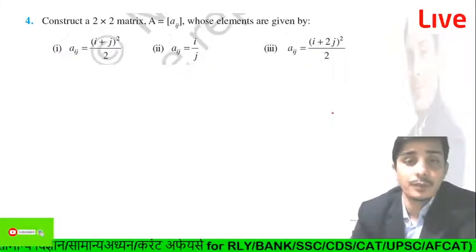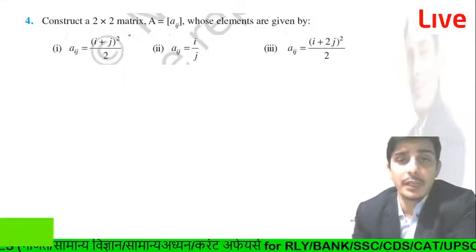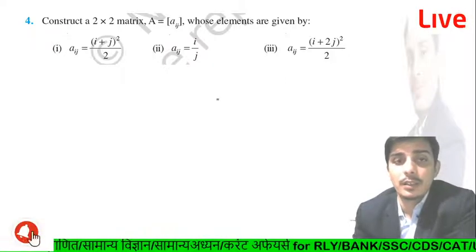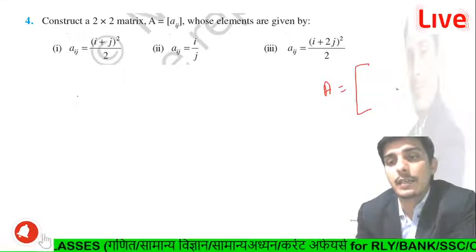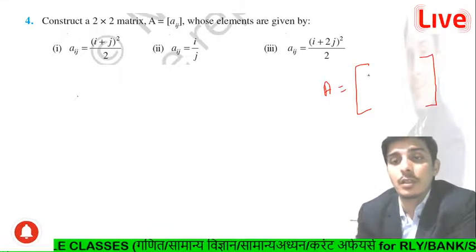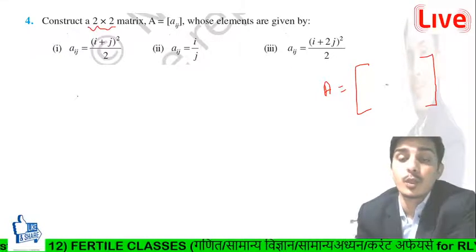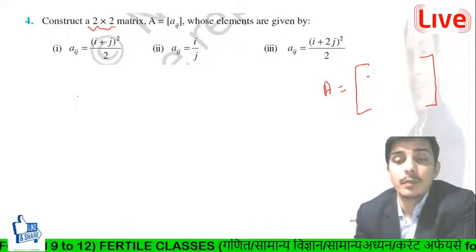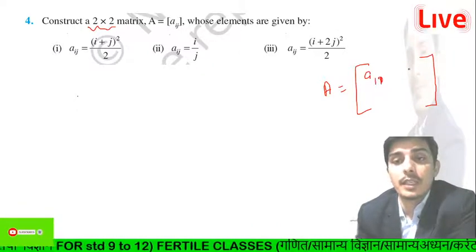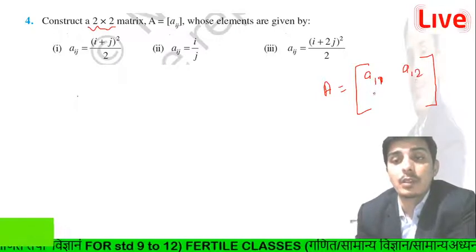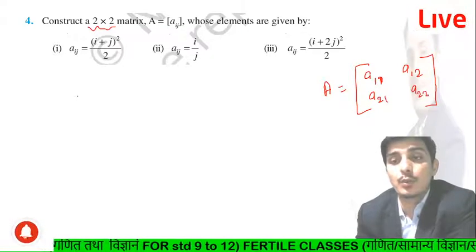Okay, so now next, construct the 2 cross 2 matrix. Suppose we take one matrix A, and it has 2 rows and 2 columns. According to the question we have to construct a 2 into 2 matrix, it means 2 rows and 2 columns. So we can write here the first element is A11, second element is A12, third element is A21, and fourth element is A22, right?